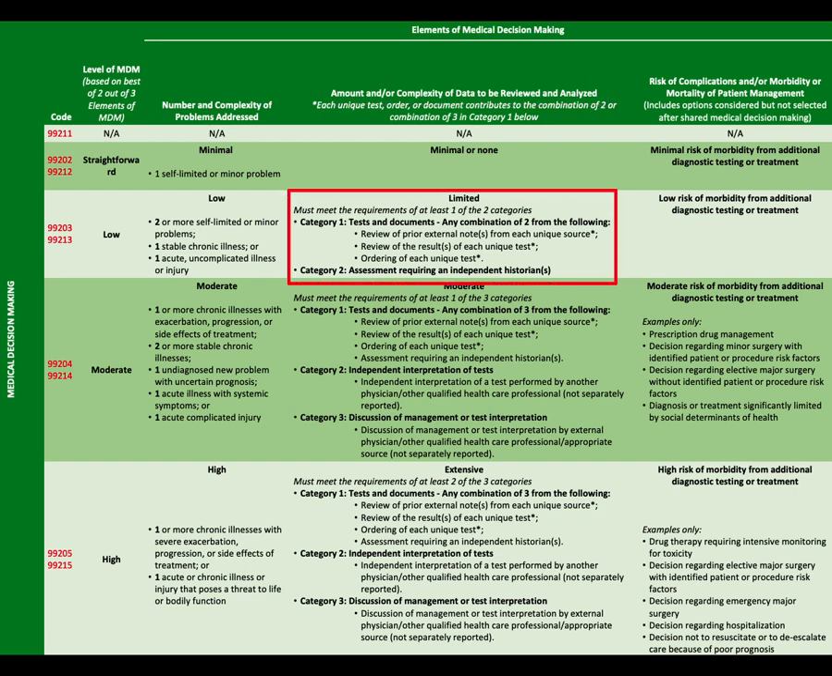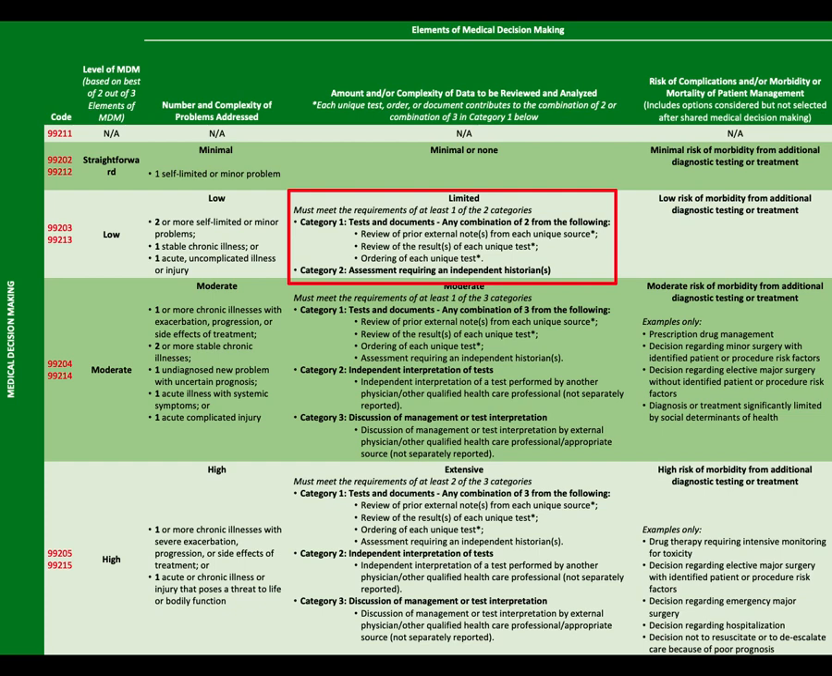For limited, the requirement is at least one of two categories. Category 1 is a combination of two from review of external notes from each unique source, review of the results of each unique test, and ordering of each unique test. That means you would qualify if, for example, you reviewed two external notes, you reviewed one note and one test result, or you ordered two unique tests. I hope you get the idea.